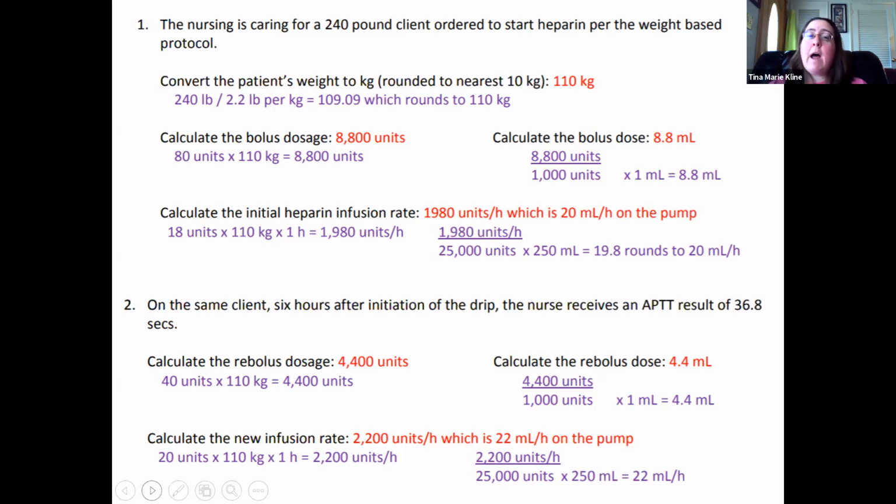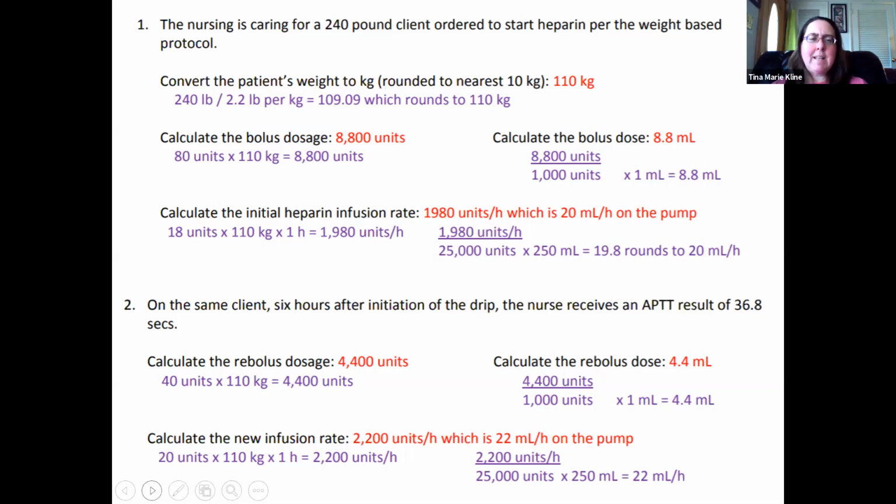So we talked about how the heparin will be titrated based upon the APTT results, okay? So your patient, you've bolused them in number 1, you've started the drip in number 1, we're good to go. So 6 hours after you started that drip, we're going to come up and draw blood from that patient, and we're going to get an APTT result back. Based on that result, we are going to titrate that drip.